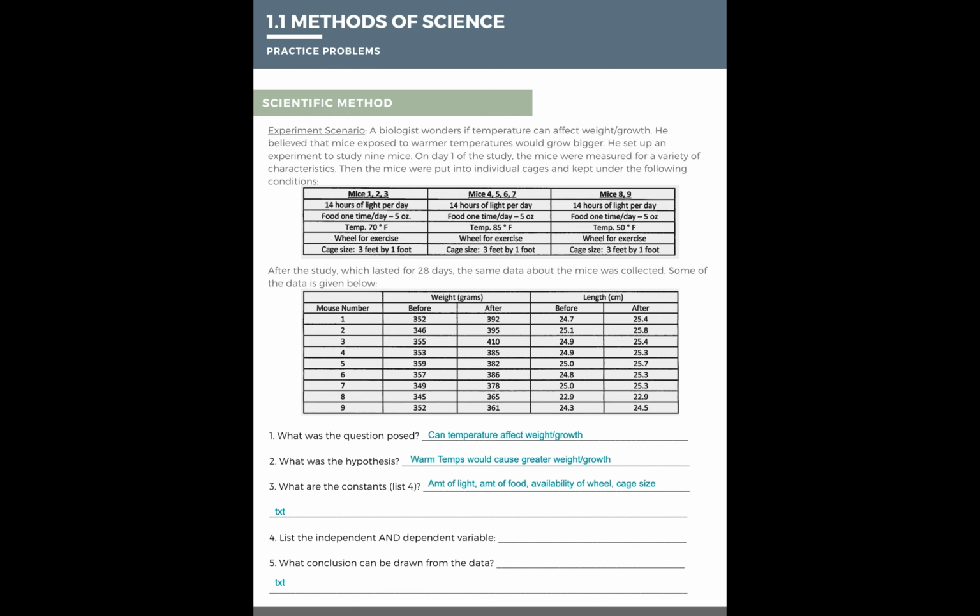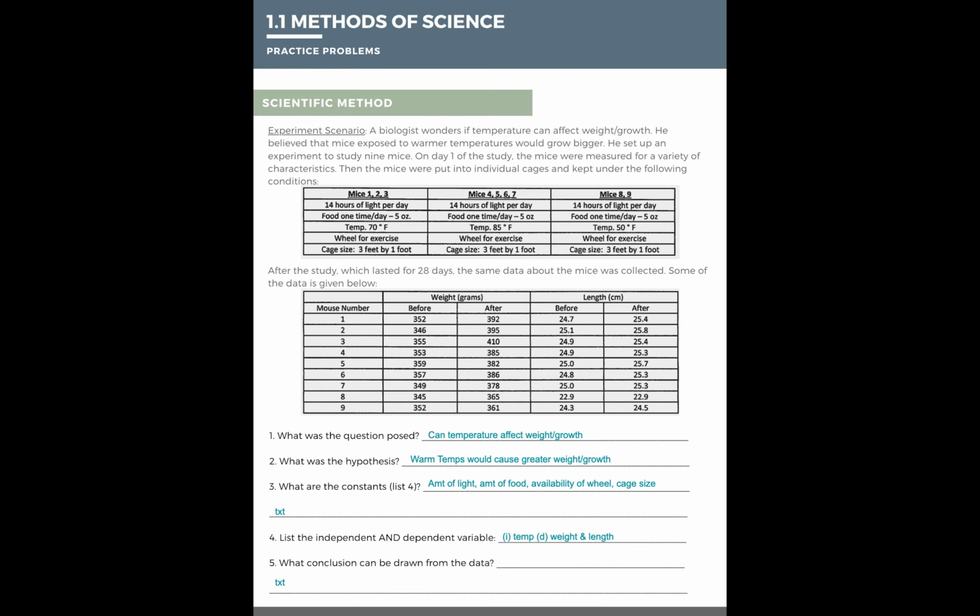All right, the next question, number 4, lists the independent and dependent variable. Remember, the independent variable is the thing that we are changing. The dependent variable is the thing that we are measuring based on the change that we've made. Our independent variable is going to be temperature because that's different for each set of mice. So we have a set of mice at 70 degrees, a set of mice at 85, and then a set of mice at 50 degrees. Then our dependent variable, or thing that we're measuring, is going to be our weight and length. We have weight in grams and length in centimeters in the data table provided.